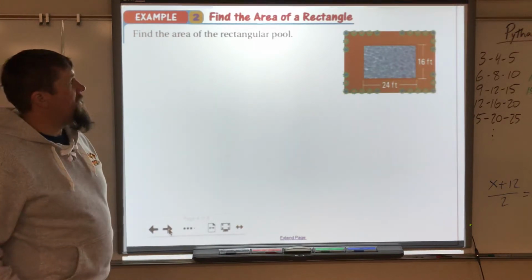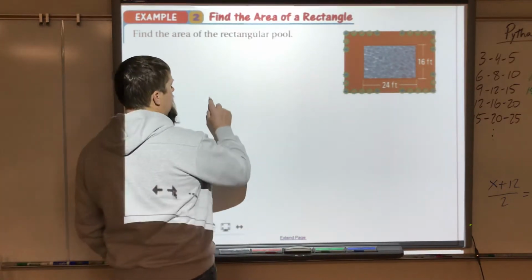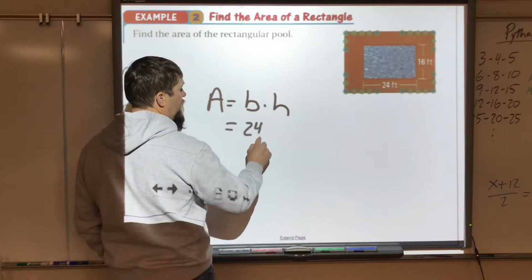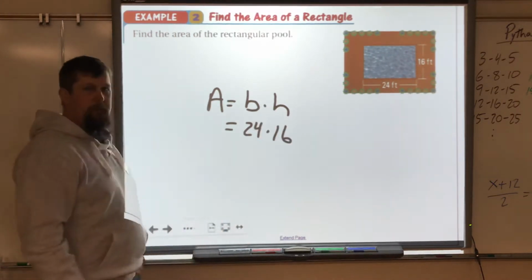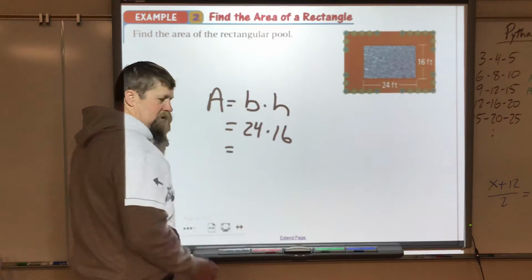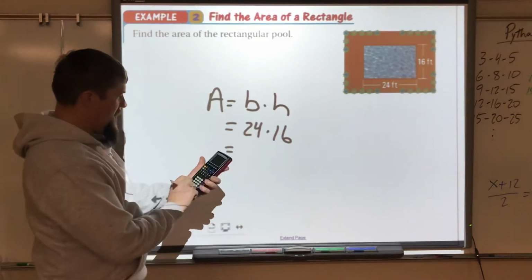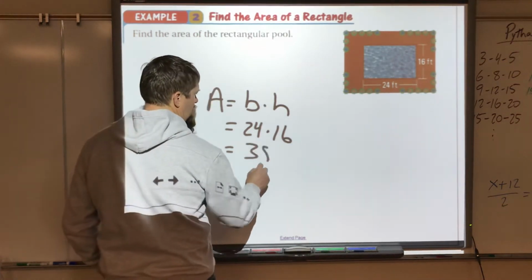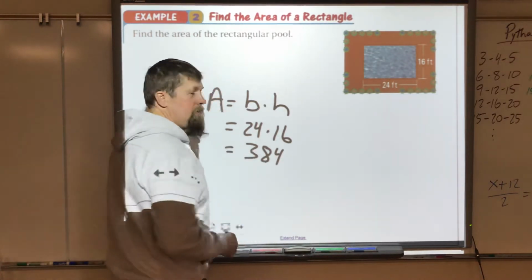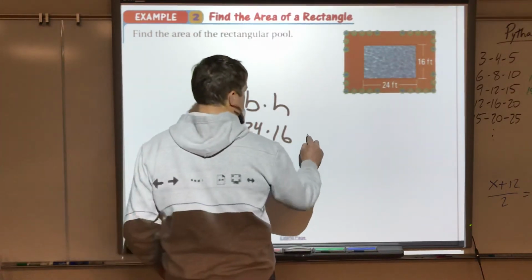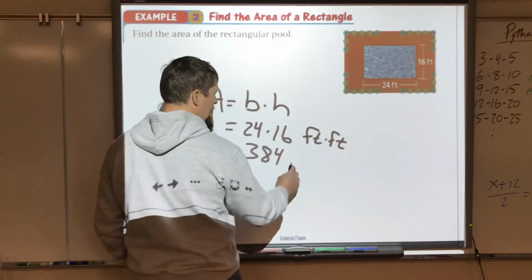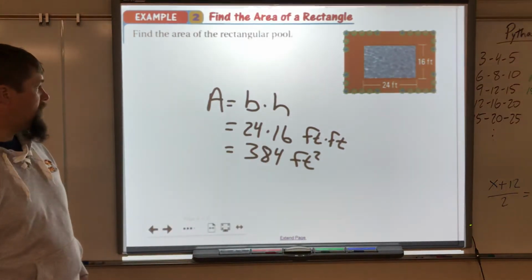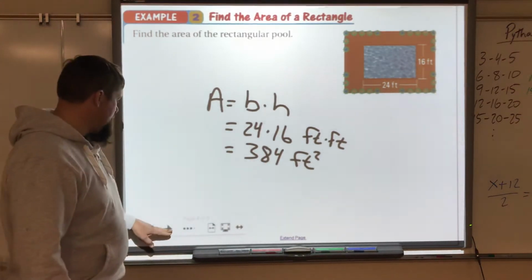Find the area of the rectangular pool. The pool is B times H, so the base of the pool is 24 times 16. So we take 24 times 16 and we get, I should know this, 384. Now, we also need to make sure that we label everything. So we're taking feet times feet, so my answer is labeled as feet squared or square feet. So the area of this pool is 384 square feet.